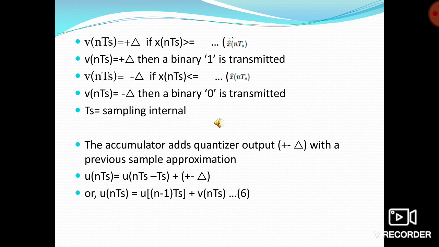The sample input signal x(nTs) and the staircase approximation signal x^(nTs) are subtracted to get the error signal ep(nTs). Thus, depending on the sign of ep(nTs), the one bit quantizer generates an output of plus del or minus del. If the step size is plus del, then binary 1 is transmitted, and if it is minus del, then binary 0 is transmitted.